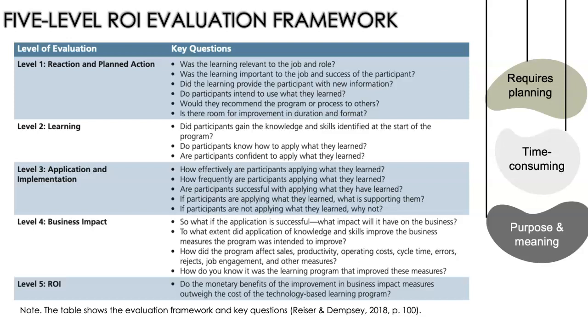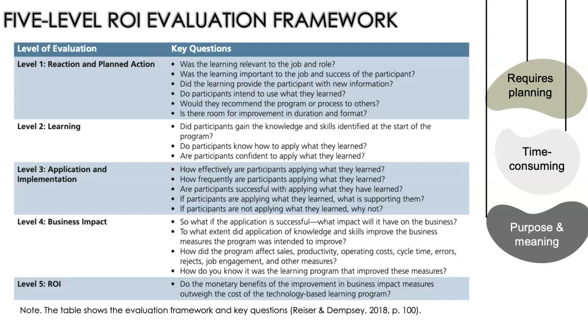In Level 1, reaction and planned action data presents the reactions to the program and the planned actions of participants. Reactions may include thoughts on the format, ease of use, convenience, facilitator effectiveness, and fit. This category must include data that shows the value of the program content, including measures of relevance, importance, amount of new information, and participants' willingness to recommend the program to others.